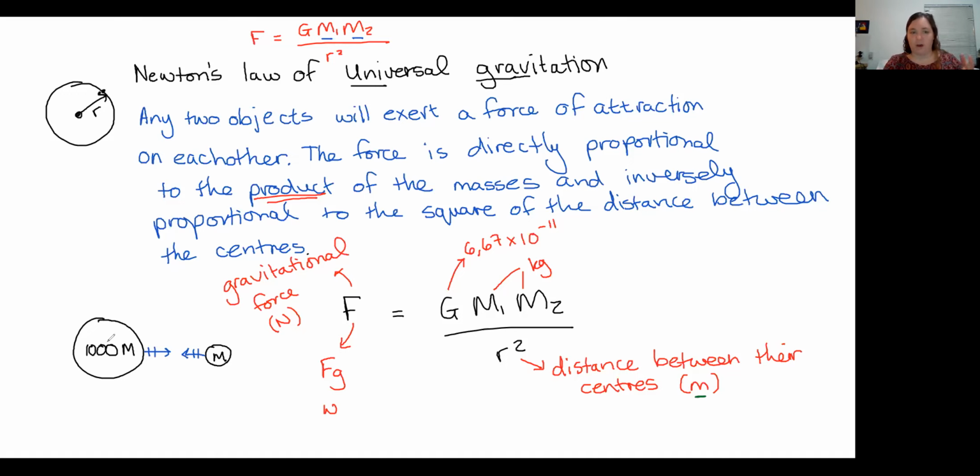The force of object A on object B is equal and opposite to the force of object B back on object A. So this force, using this equation, is the same for both of these objects acting on each other. Please do not get caught out and think that one of the two has a bigger force than the other. It doesn't.